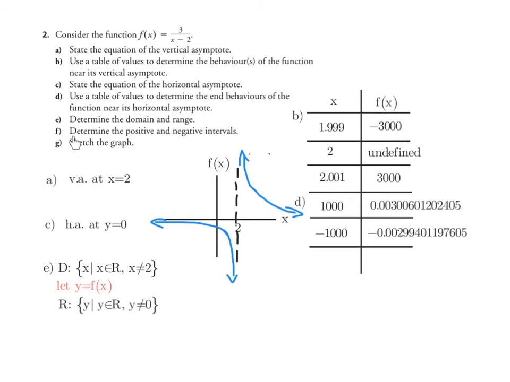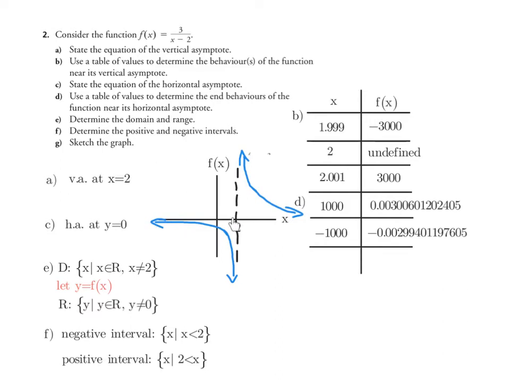All right, part F, determine the positive and negative intervals. All right, so looks like all this is below the x-axis. So this is a negative interval, and all of this is above the x-axis. So this is the positive interval. Now definitely don't confuse it with decreasing, increasing. So this is decreasing, but that has nothing to do with whether it's positive or negative.